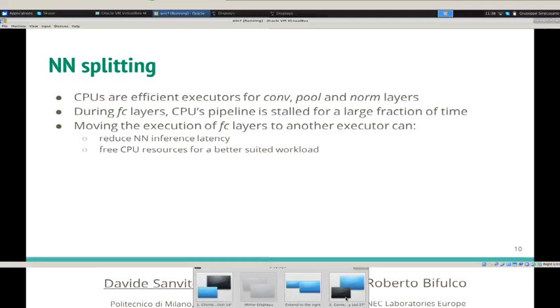So if we were able to move the execution of the fully connected layers to another executor, we might be able, on one hand, to reduce the inference latency, and on the other hand, to free some resources of the CPU, which can be used for a kind of processing which is better suited for a CPU.